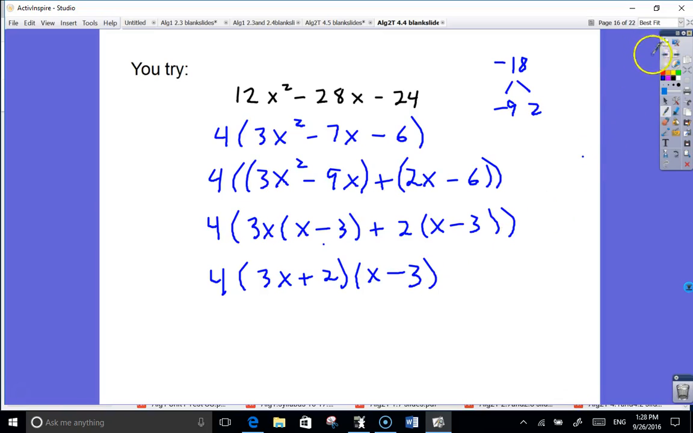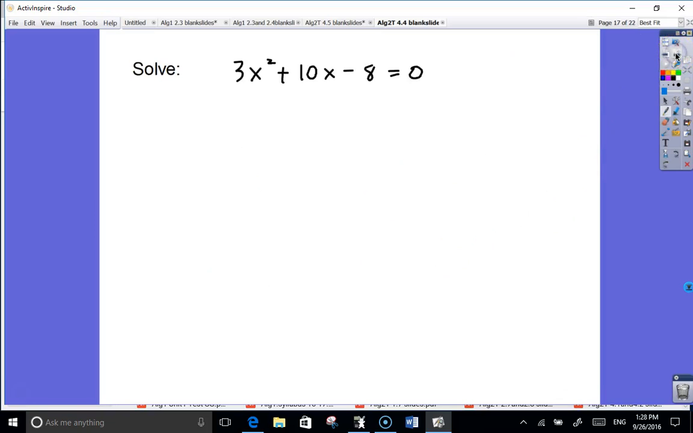So let's go ahead then. That's kind of all the different kinds of factoring. Now we have to solve equations by that kind of factoring.